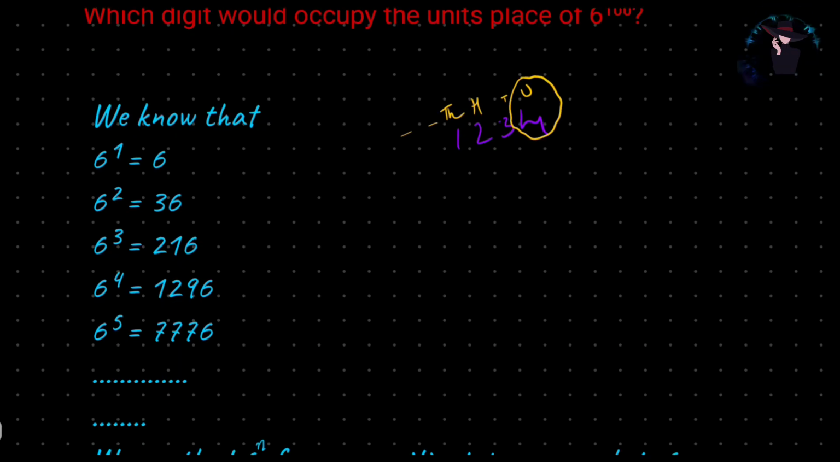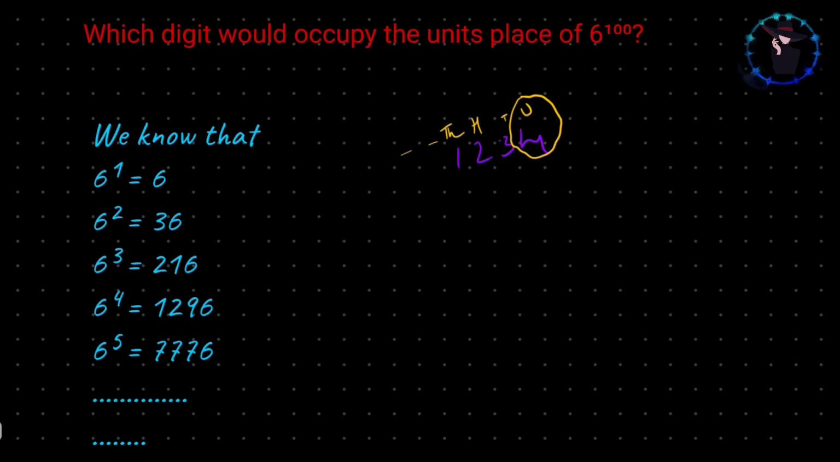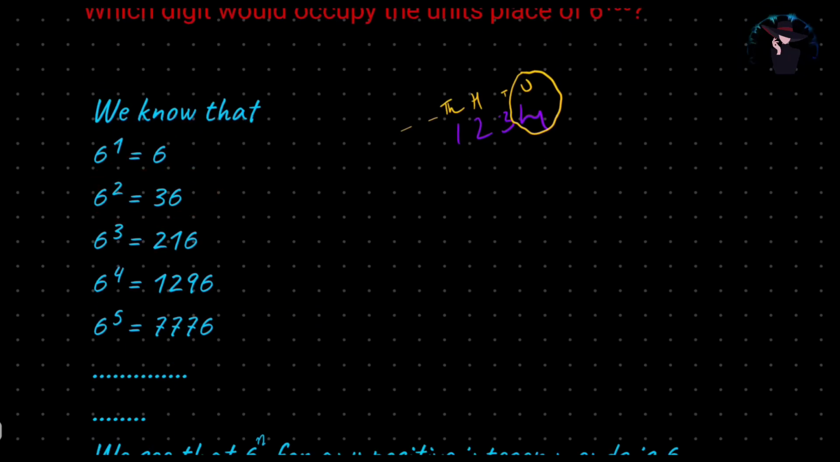We know that 6 power 1 is 6. We need to go till 100, right? 6 power 2 is 36, as 6 into 6 is 36. 6 power 3 is 216. 6 into 6 into 6, 6 into 6 is 36, 36 into 6 is 216. So on with the 4 and the 5, we got these numbers.